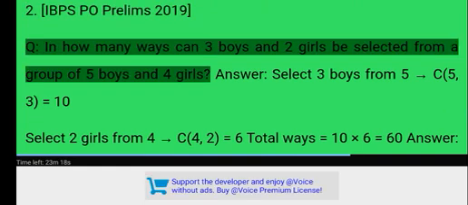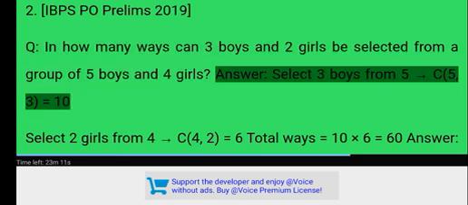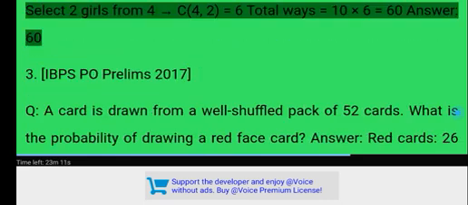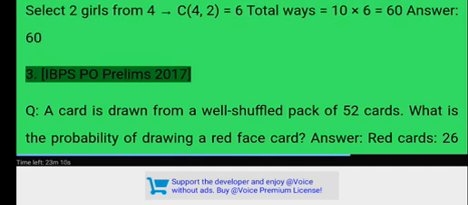2. IBPS PO Prelims 2019. Q. In how many ways can 3 boys and 2 girls be selected from a group of 5 boys and 4 girls? Answer. Select 3 boys from 5, C(5, 3) equals 10. Select 2 girls from 4, C(4, 2) equals 6. Total ways equals 10 times 6 equals 60. Answer. 60.